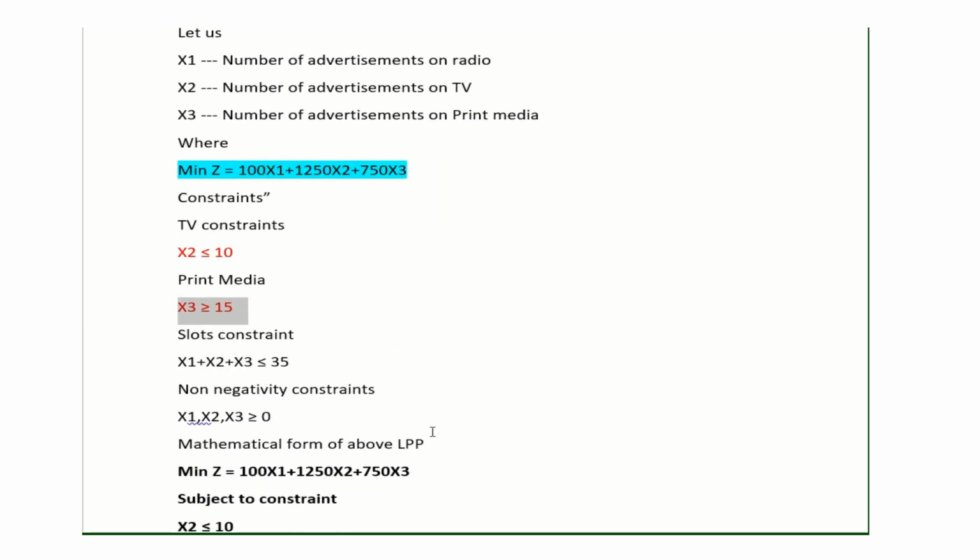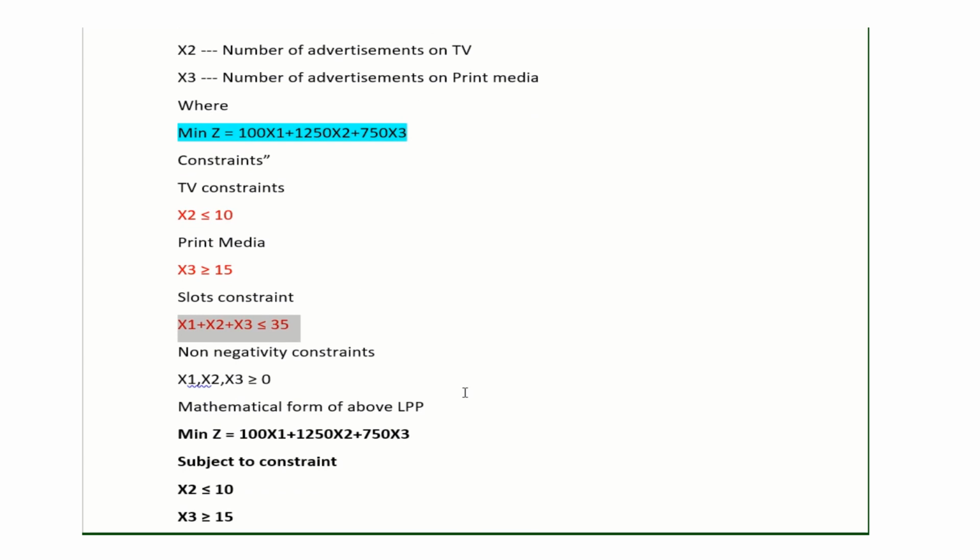Next, the slot constraint. A maximum of 35 slots is available for all the advertisements. So the manager wants only 35 for the particular month. So 35 slots for all three: for TV, for radio, for newspaper. So x1 plus x2 plus x3 is less than or equal to 35, since maximum means at most, and it cannot go above that. So finally you have to frame the non-negativity restrictions. Non-negativity restriction is common for all these problems. Just write x1, x2, x3 greater than or equal to 0.